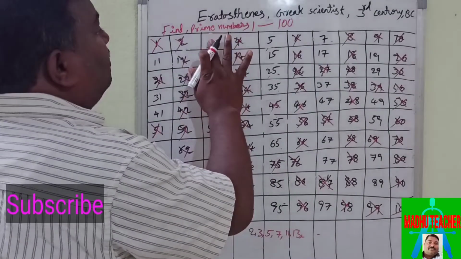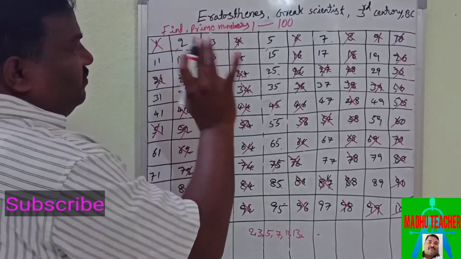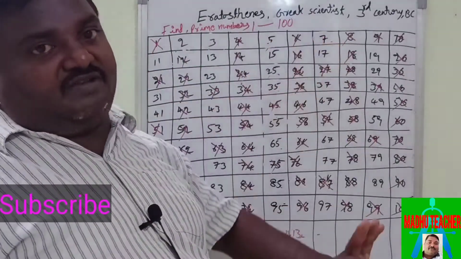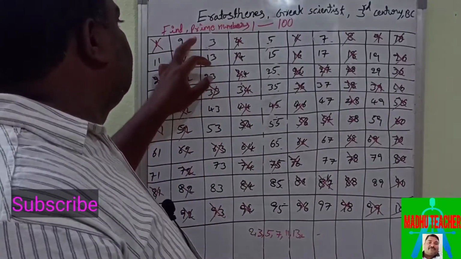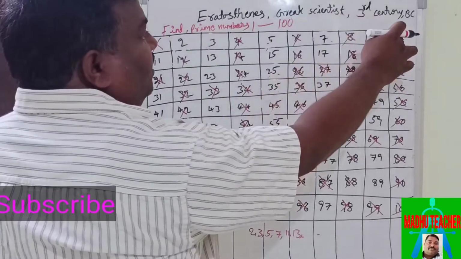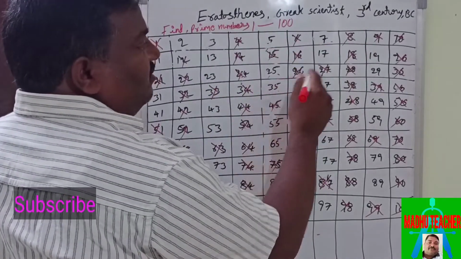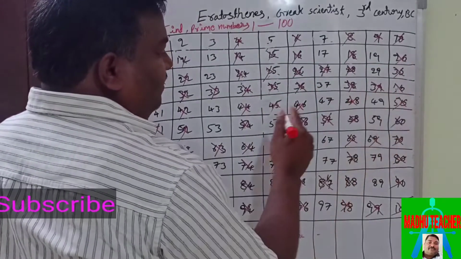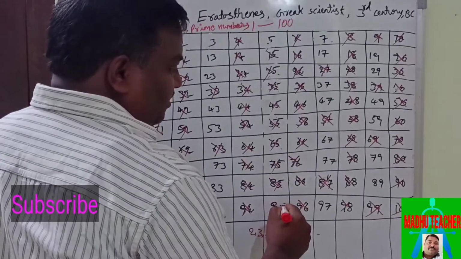Now with 5. Don't take 5 ones are 5, just remember to start from 5 twos are 10, 5 threes are 15, then 20, 25, 30, 35, 40, 45, 50, 55, 60, 65, 70, 75, 80, 85, 90, 95, 100.